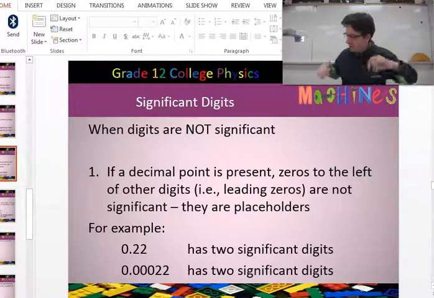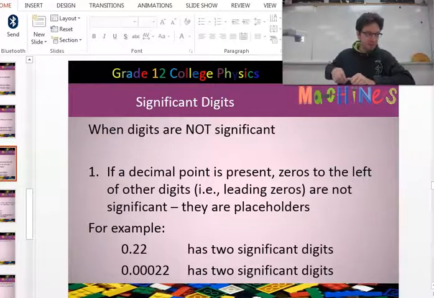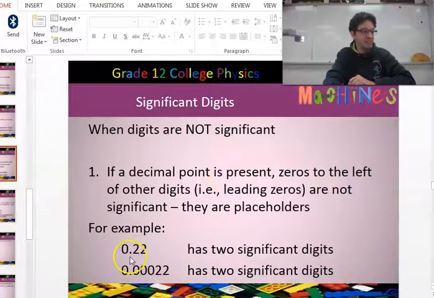All right, so just to recap, we had started talking about significant digits. I think the most important is to look at the rules for when digits are not significant. So in this case, if you have a decimal and you have a 0 to the left of the decimal, so it's like 0 point something, and then you have zeros before any other non-zero number, those zeros are just placeholders and do not count as significant digits. Okay, so 0.22 and 0.00022 both have only 2 significant digits.